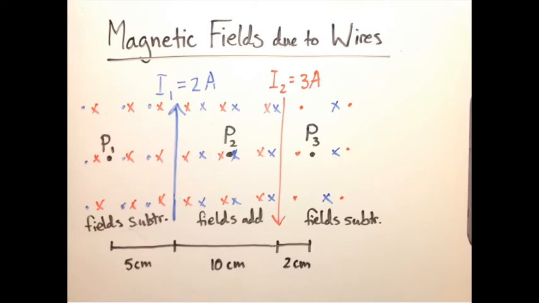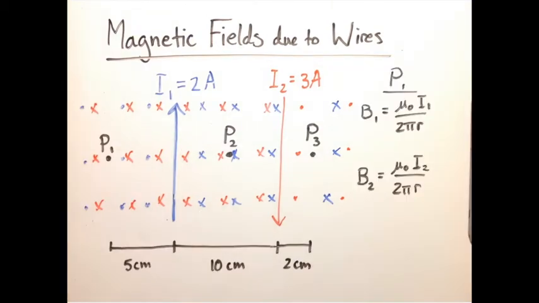And so based on the agreement or disagreement of those dots versus X's, we can see that everywhere off to the left of wire 1, the fields will subtract. Same idea for to the right of wire 2, and in between the two wires, that's where the fields are going to add together. The next step is we have to calculate each of the magnetic fields at that position. Meaning each wire, as we've said, produces its own magnetic field at that point. We've got to calculate both of them.